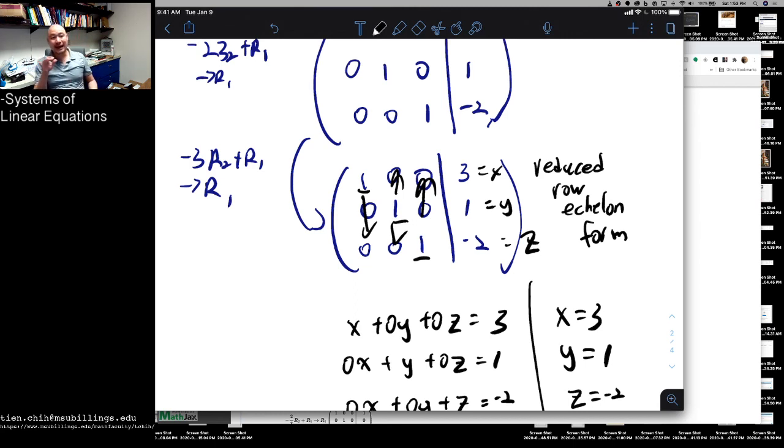Now, having watched me do this, you're probably not relishing the prospect of doing it yourself. That's okay. In the next video, I'm going to show you how we can use technology to do the Gauss-Jordan for us and produce reduced row echelon form matrices much more readily.